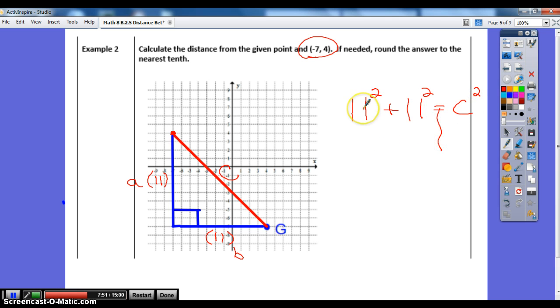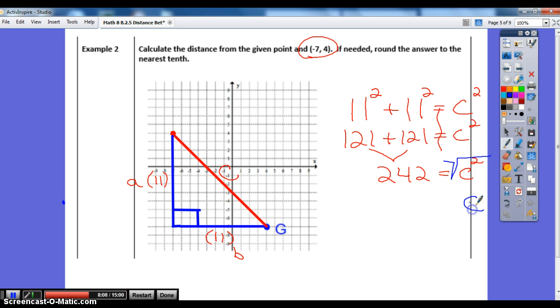And this is a memorization one. What's 11 times 11? 121. Nice. 121 plus 121 is what? 242. You guys are on fire for a Monday morning. 242 equals C squared. What's the square root of C squared? C. What's the square root of 242? 15.6 units. Everybody agree?